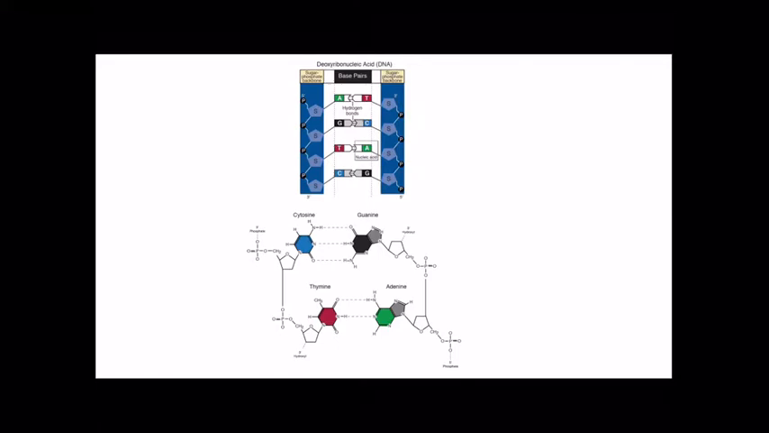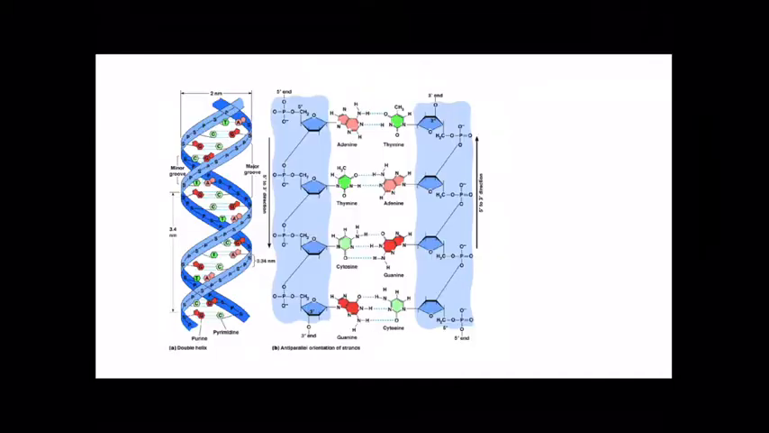So those are the rungs of the ladder. And so every rung of the ladder is made of a pair of these bases. So it's either adenine and thymine paired together or guanine and cytosine paired together. Okay, so that's the rung part. So the other part of the DNA molecule are those sides of the ladder. And so those sides of the ladder are made out of sugar, and let me see here.